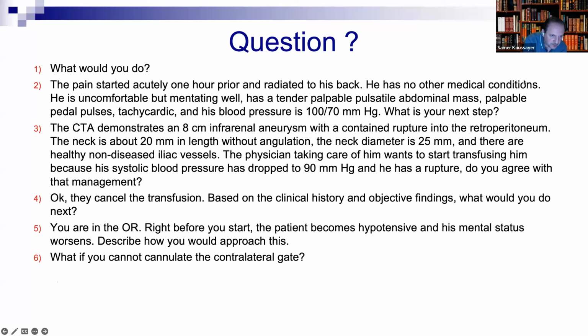Let's see the next question. What if you cannot cannulate the contralateral gate? What do you do?